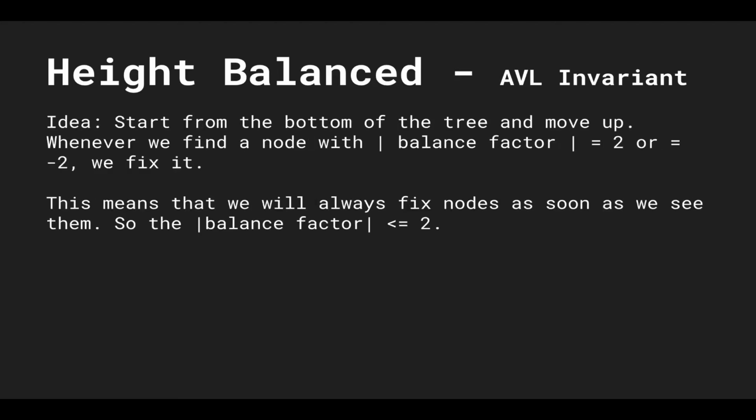So this is the idea. Start from the bottom of the tree and move up. Whenever we find a node with the absolute value of the balance factor equal to 2, or the balance factor equal to 2 or -2, we fix it. So this means that we will always fix nodes as soon as we see them.